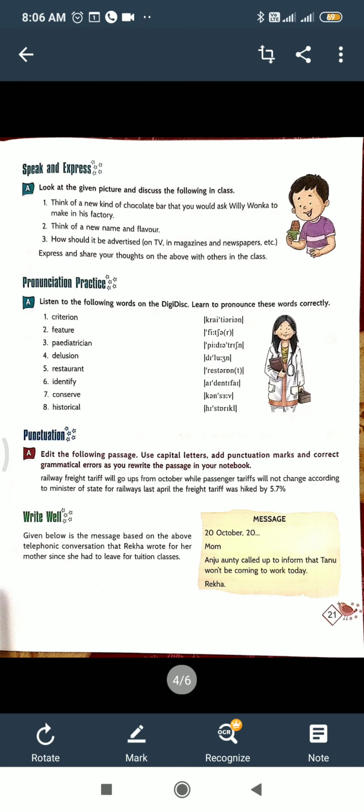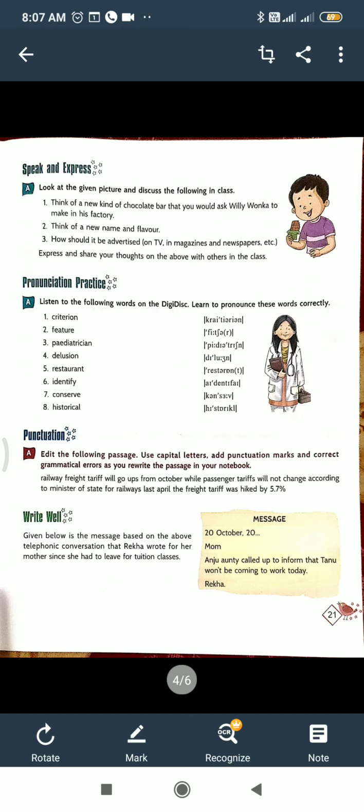Speak and express. Look at the given picture and discuss the following in class. Think of a new kind of chocolate bar that you would ask Willy Wonka to make in his factory. You already know that at the start of the chapters there are different types of chocolate tastes. If you are thinking of any other chocolate taste, you can imagine it here and mention it. Think of a new name and flavor, any other name of chocolate and flavor.